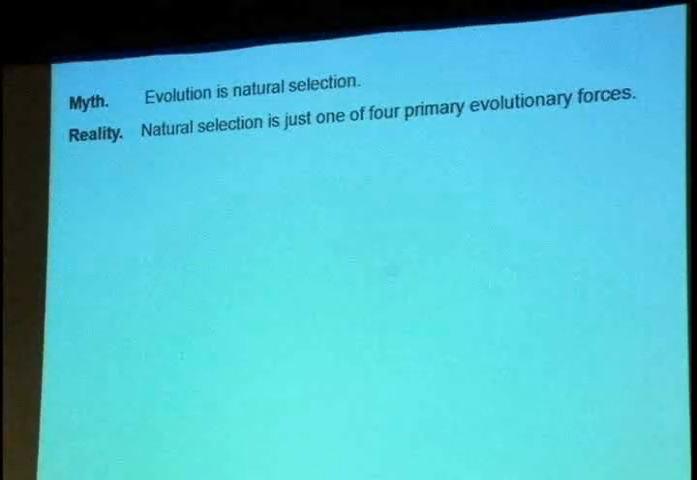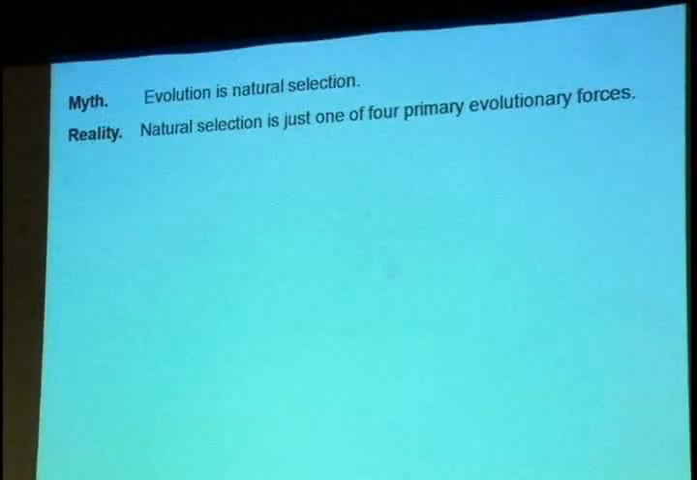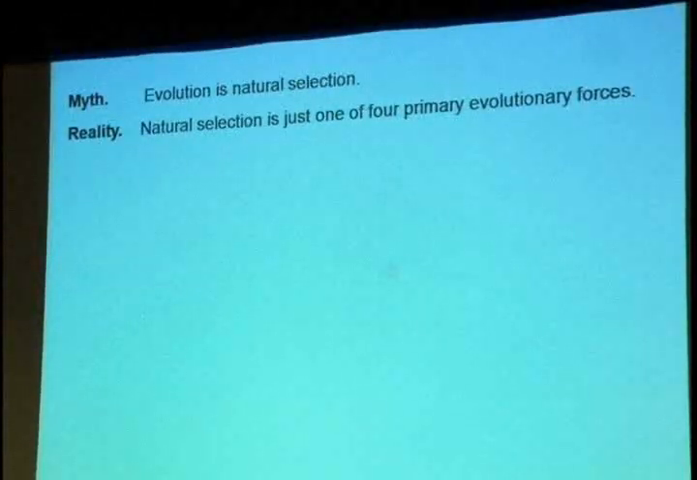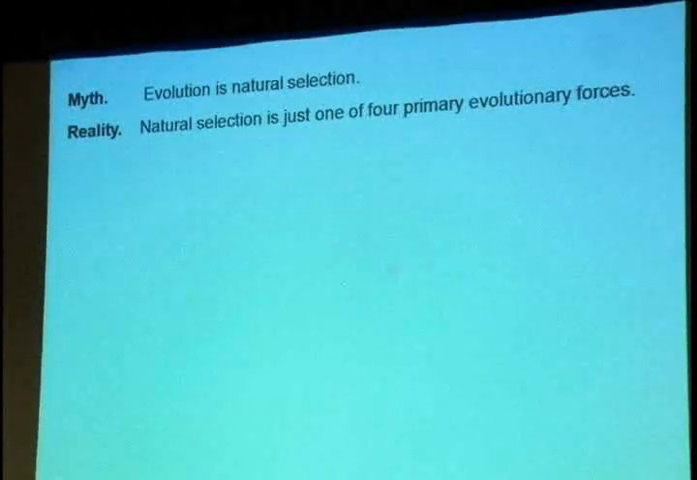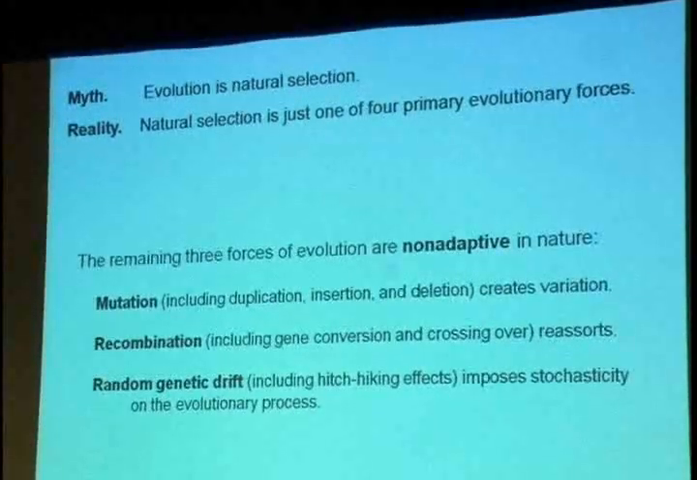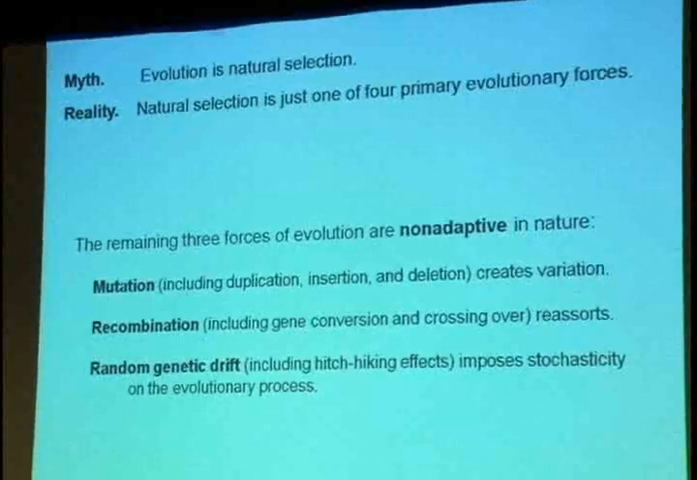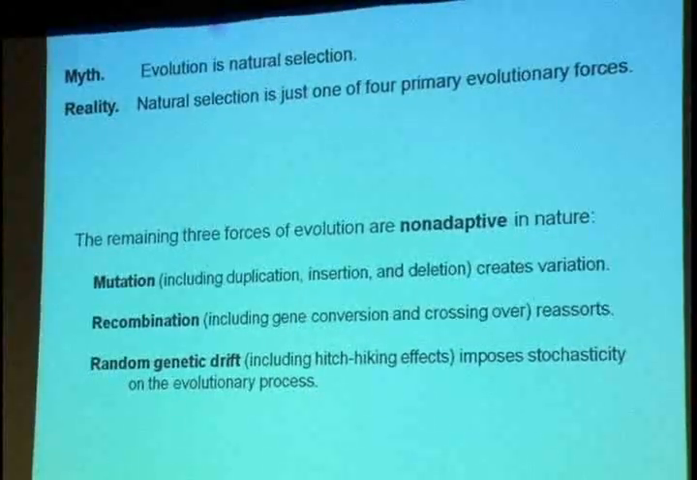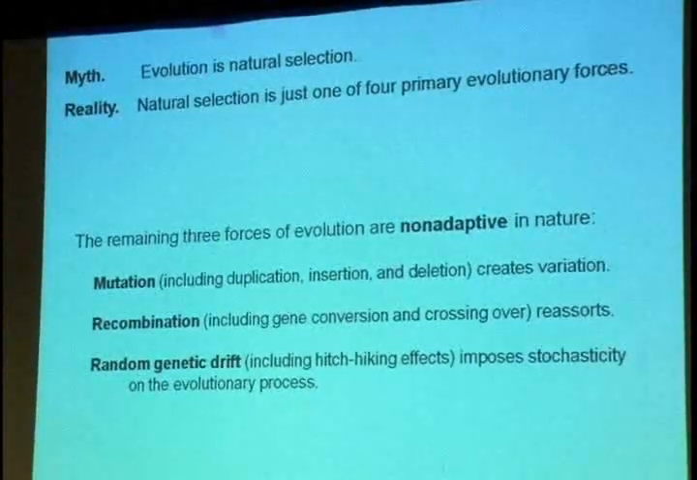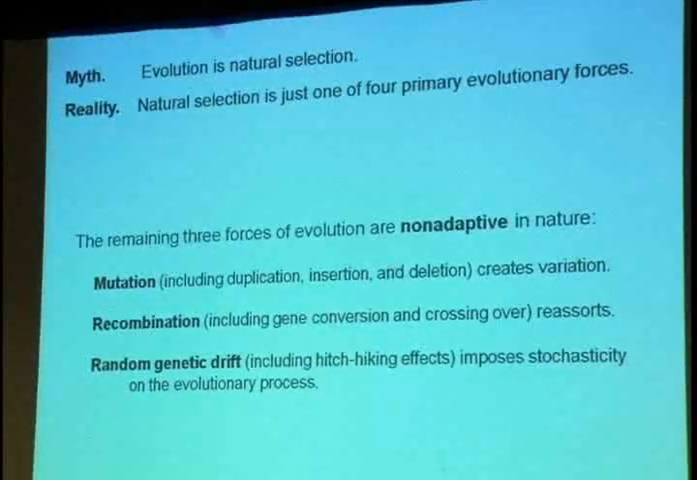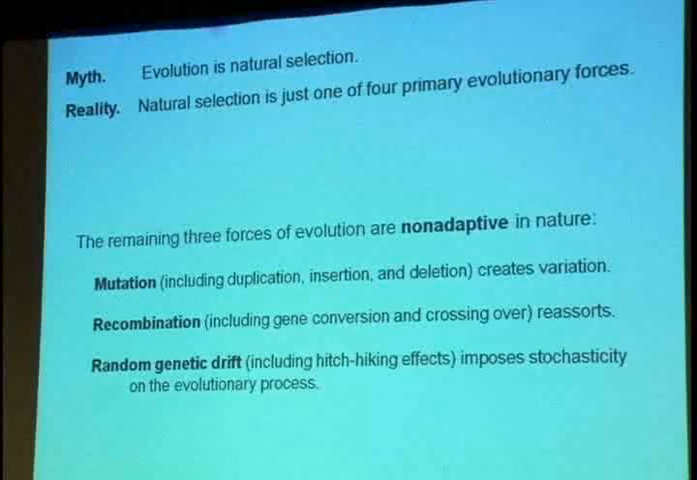The problem here is that natural selection is just one of 4 primary evolutionary forces, and we've known this for a very, very long period of time, for a good century. The remaining forces of evolution are 1, mutation. Mutation creates the variation upon which natural selection acts. Mutation is not a random process. I'll talk about this in quite detail. We've known that for a very long period of time as well.